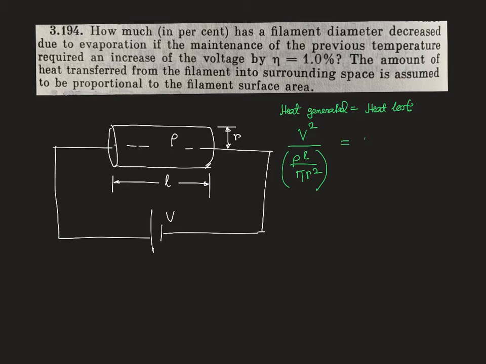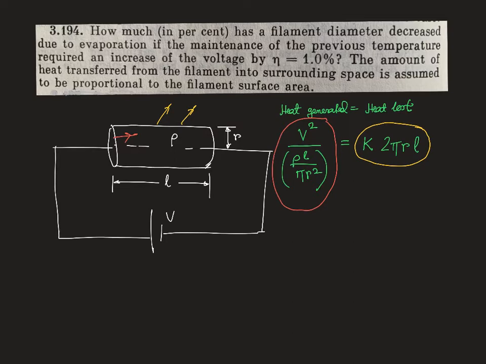So that is some constant multiplied by 2 pi RL, because it is given that the amount of heat transferred from the filament into surrounding space is assumed to be proportional to the filament surface area. So this is the amount of heat lost, and there is a heat generated, which is this quantity.